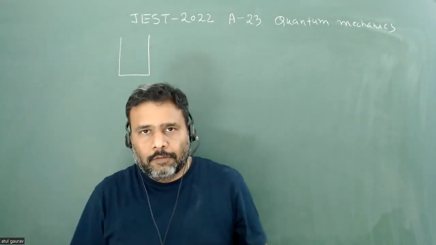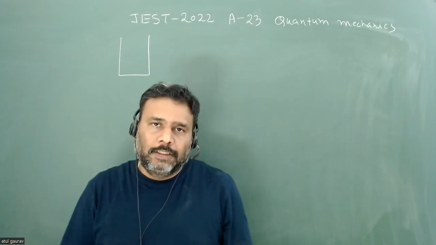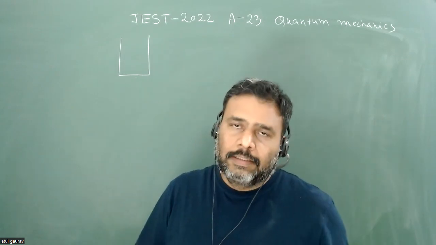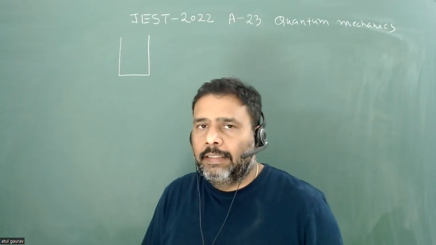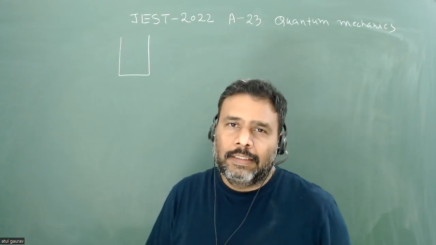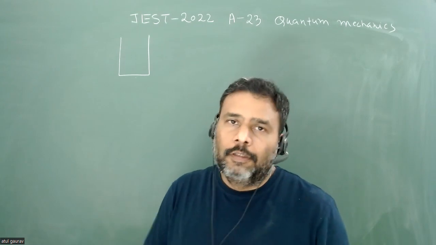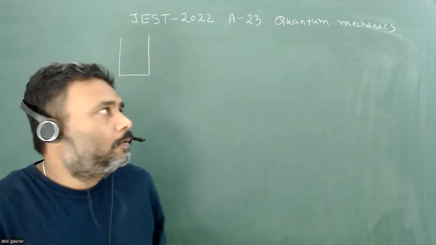Hello, students. So let's try to solve one more problem from JEST 2022. And this is a very nice problem, from quantum mechanics. The concept is actually the Pauli exclusion principle. So what is this problem?